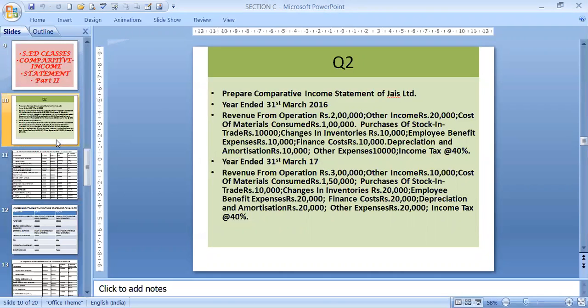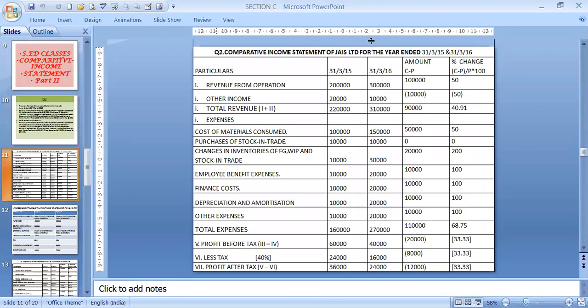You have to make a format which looks like this. Comparative income statement of JS Limited for the year ended 31st March 2015 and 31st March 2016. Particulars, the two year dates, amount and percentage change. In comparative, we have to find current year minus previous year, that is the absolute change, and then percentage change, which is absolute change by previous year into 100. That is the formula.